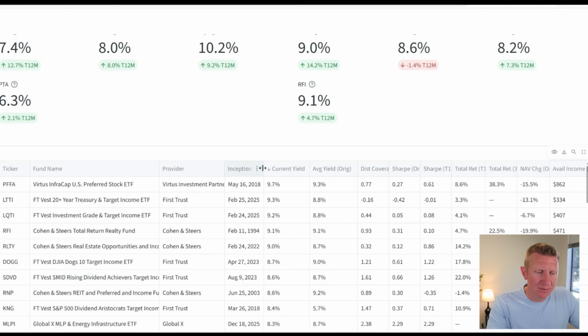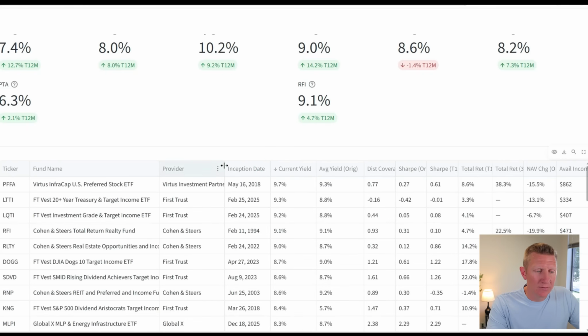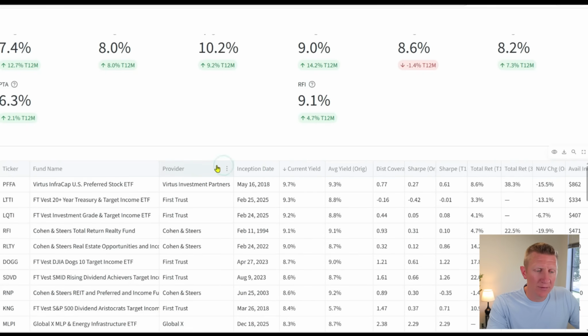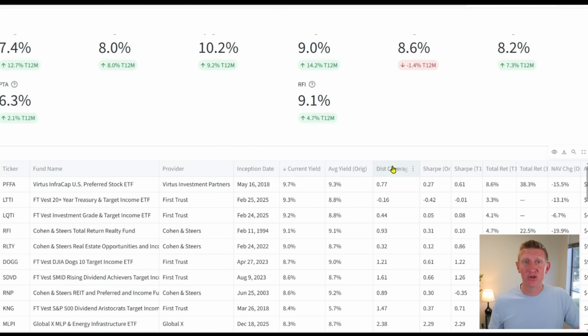So we can see here we've got inception date. We already looked at that. We've got right here, we can look at provider. So what the distribution coverage does is it measures not only the current distributions, but also the net asset value change as well to see if that distribution is actually a lot of net asset value erosion or if it's truly a distribution that grows with the growth of the underlying ETF.